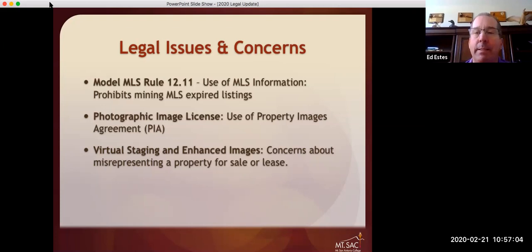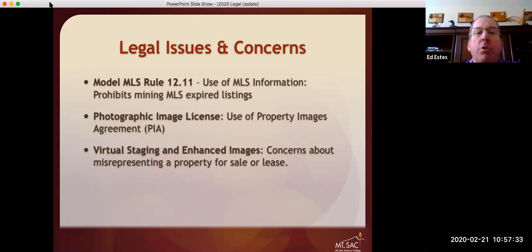Photographic image license. So if you're using a professional photographer for your listings, you should probably have some sort of a release, and CAR does have a form for that, so that the photographer does not retain rights to that photo. You want to own the rights to that photo. You paid for that photographer to come out. You paid for those photos. You want to own them. So make sure you get that license.